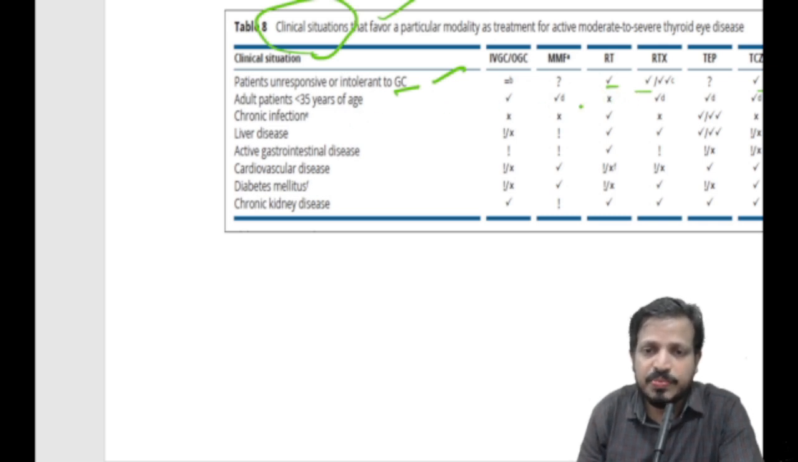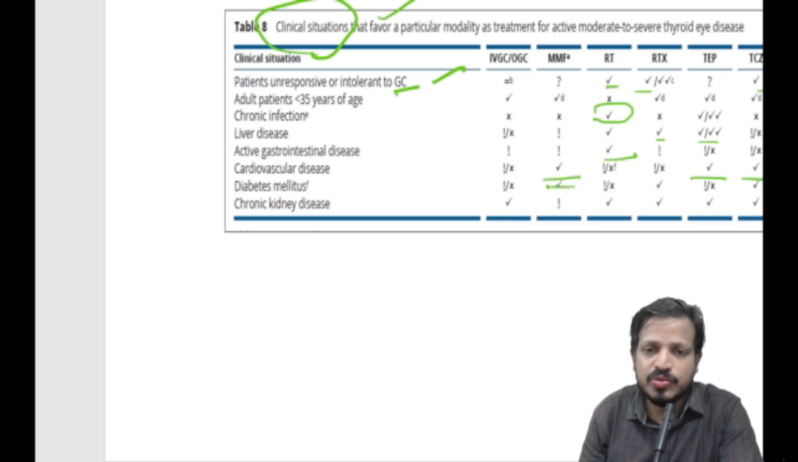If there is chronic infection, we can go for radiotherapy, and we can go for teprotumumab. Other things we can avoid. If the patient has chronic liver disease, we can go for radiotherapy, rituximab, and teprotumumab. If the patient has active GI disease, we can go for radiotherapy. And if cardiovascular disease, we can go for MMF, teprotumumab, or tocilizumab.